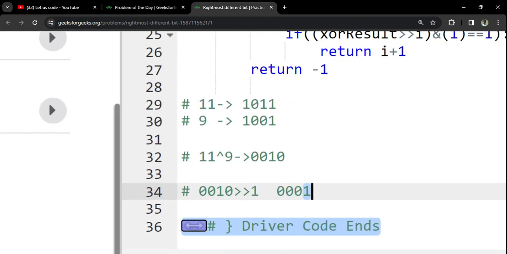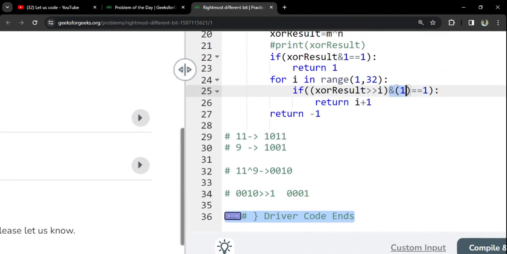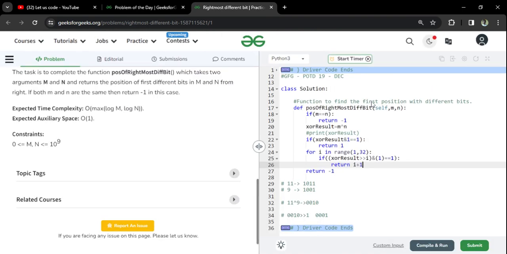The least significant bit is 1. In that case, this operation will be true, and then I have to return the answer. What should be the answer? Remember, in this case, this was the second bit. After making a right shift by 1, it becomes the rightmost bit, that is the least significant bit. So the answer should be i plus 1. Answer should be 1 plus 1. Why like that?